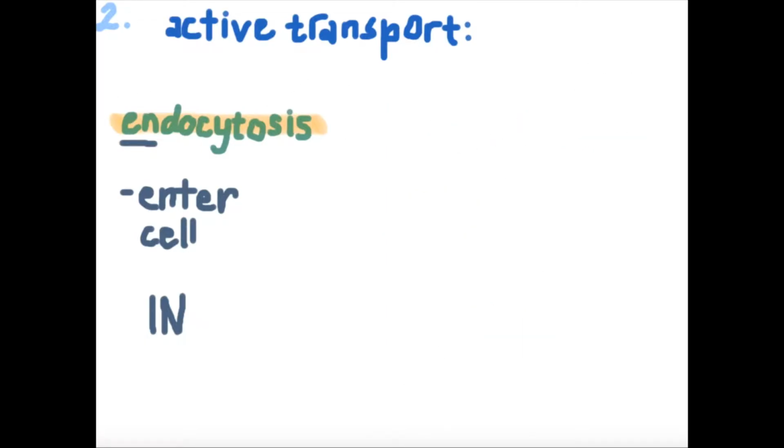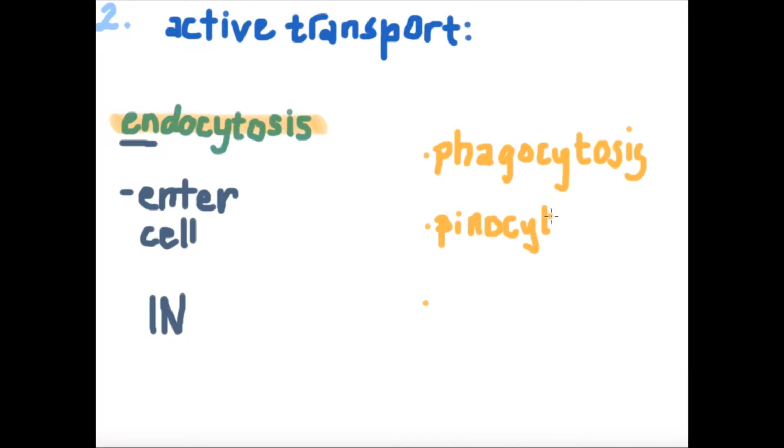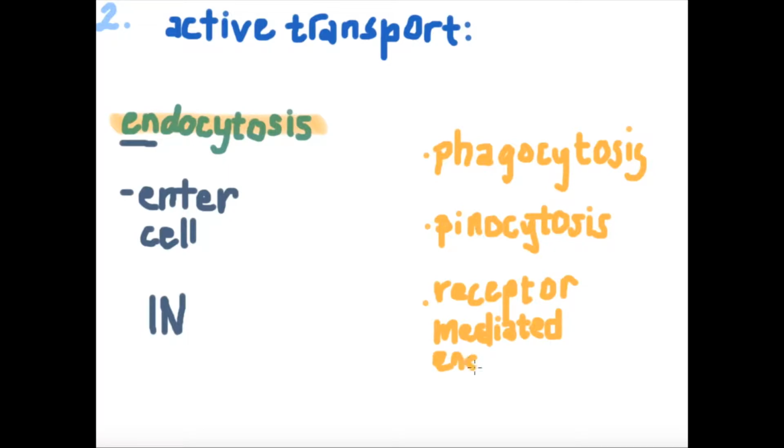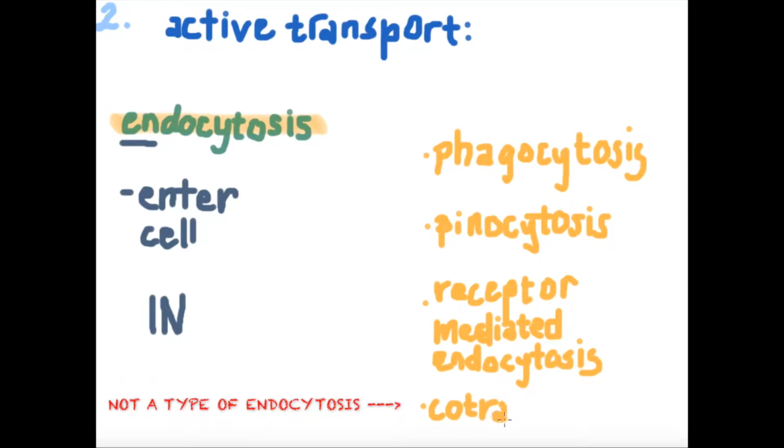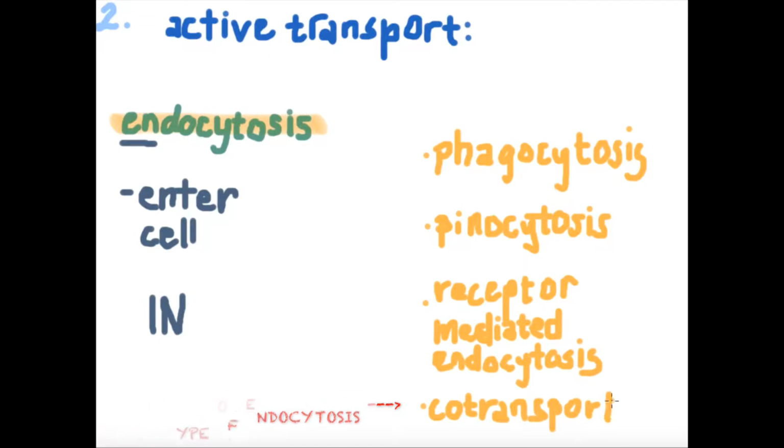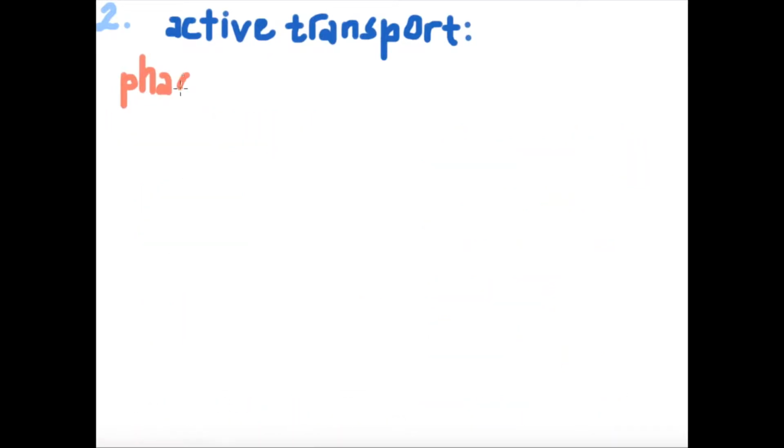And now we're going to focus in a little bit more on endocytosis, and we're going to be going over in this case just 4 different types of endocytosis, which include phagocytosis, pinocytosis, receptor-mediated endocytosis, and cotransport. So we will start off with talking about phagocytosis.